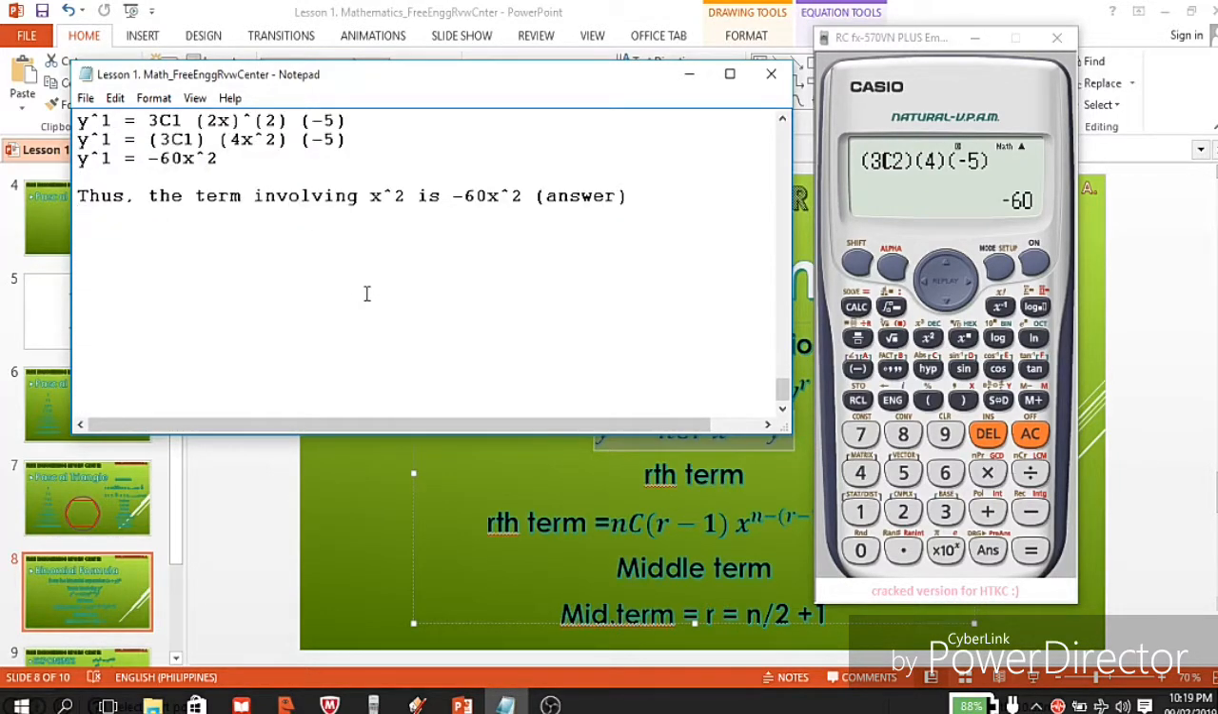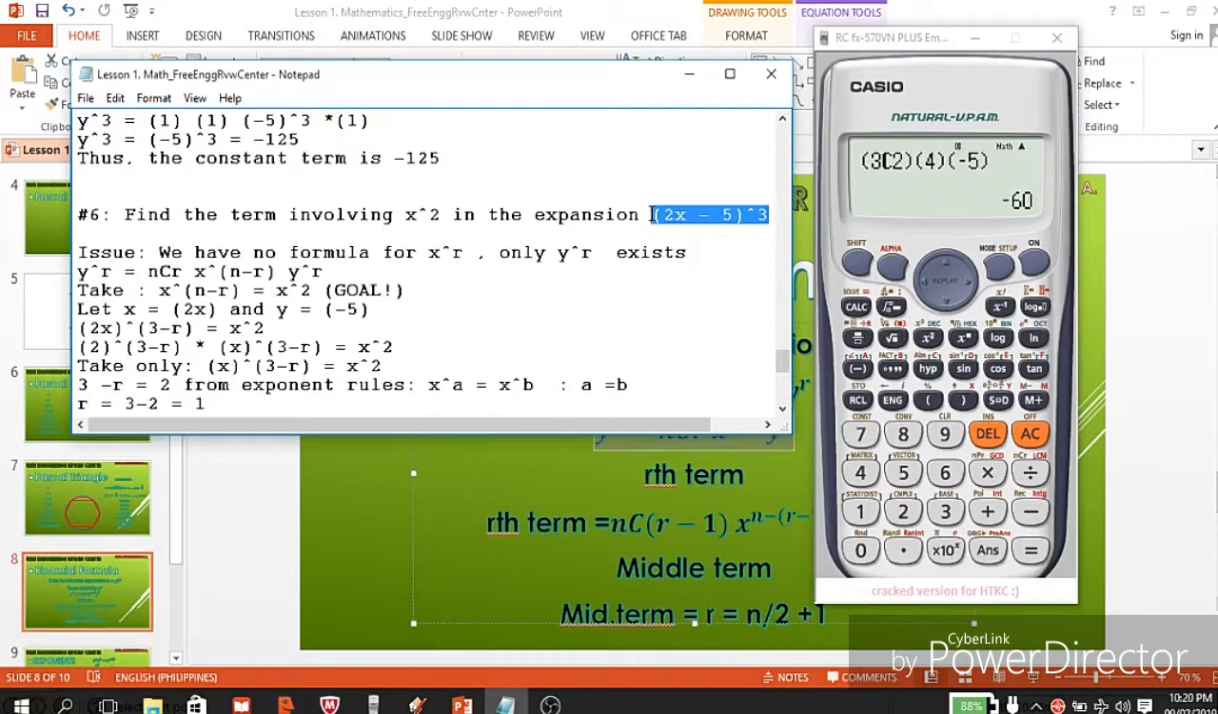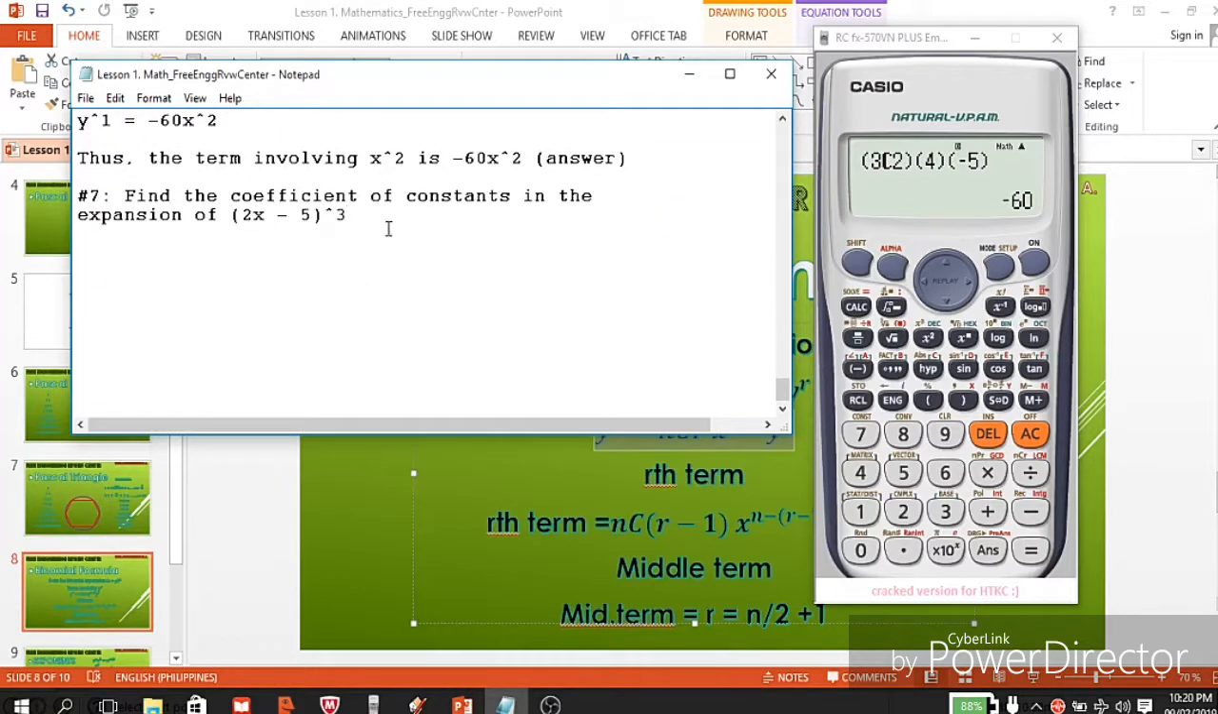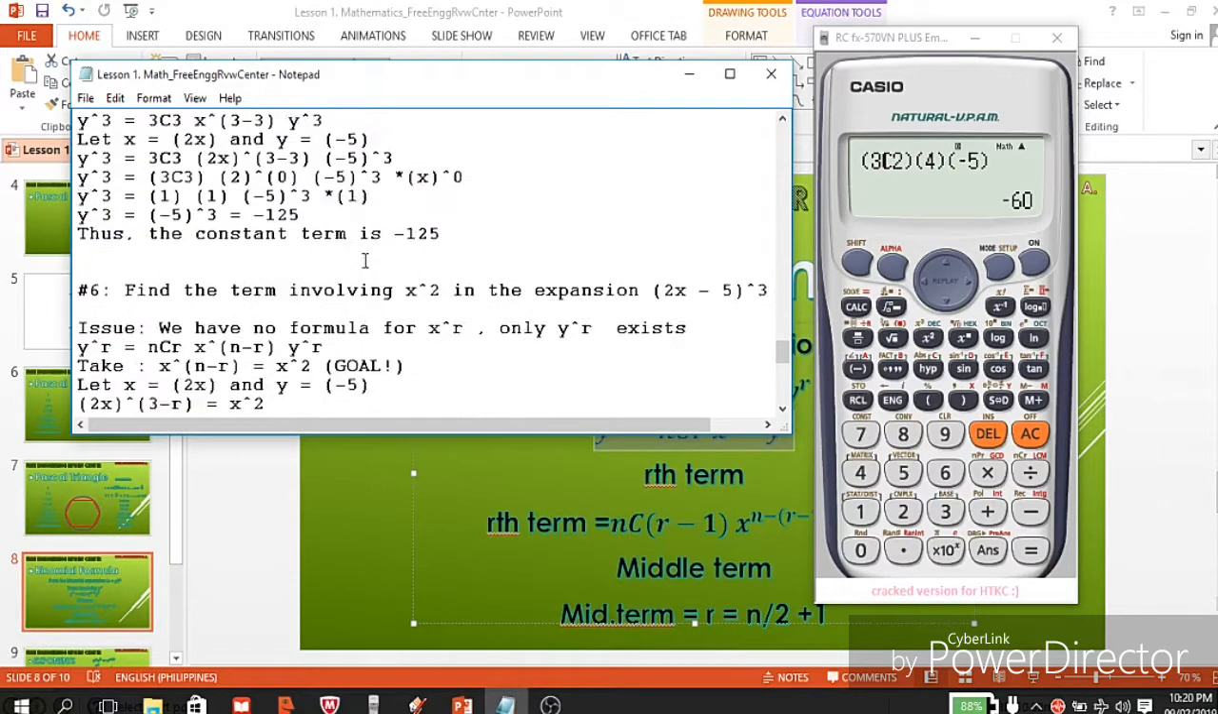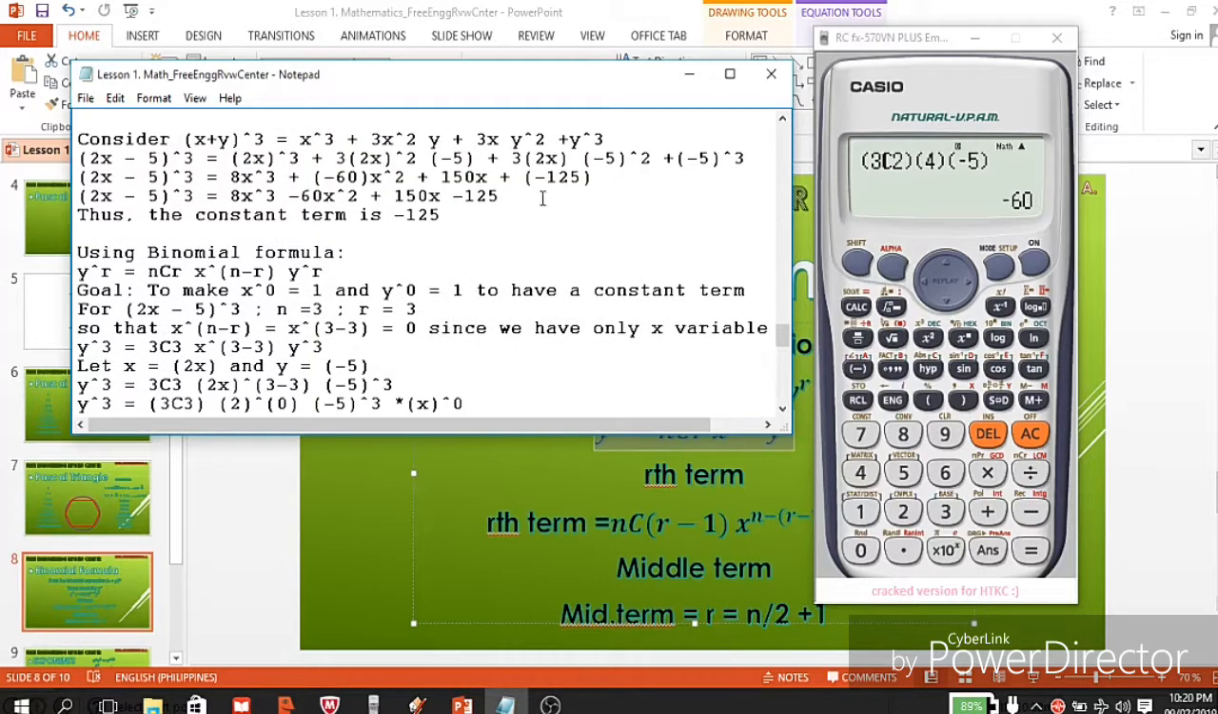So I think this is another problem here. So what if the problem asks find the coefficient of constant in the expansion of same problem, of this one. So using conventional solution, we all know that this term is equal to, as we solved it earlier, we have solved it.